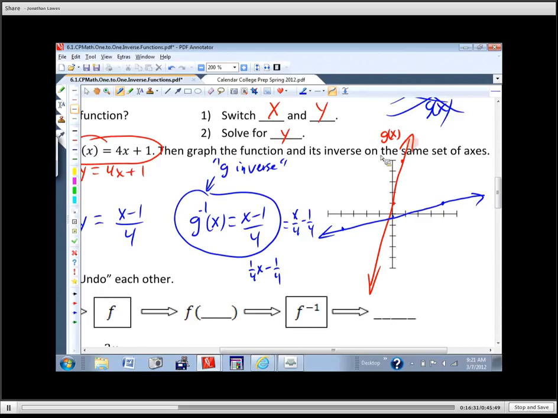So if this one is a graph of G, how would we label this one? G inverse. Okay? Any questions there?